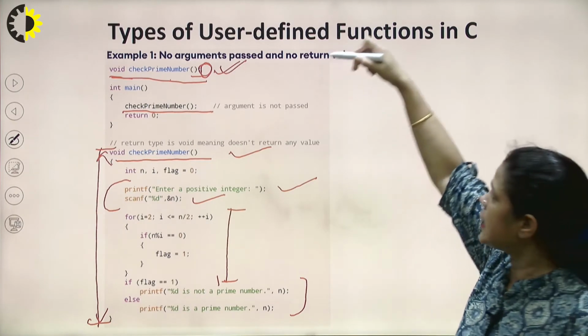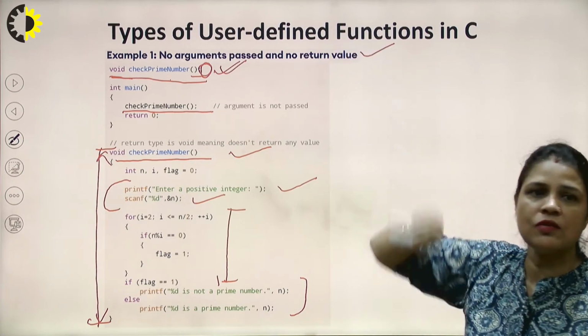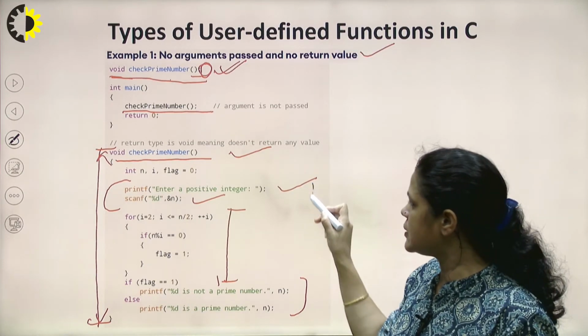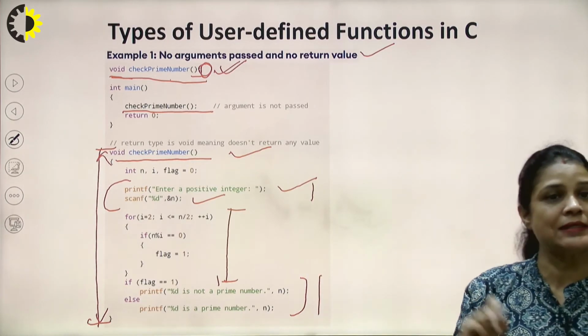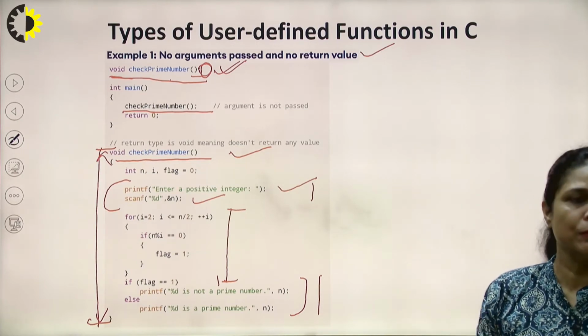So the first category, where we are not taking any argument and not returning any value: in such functions, input will be taken inside the function definition, as well as output should be printed inside the function definition. This is a very important point to remember.